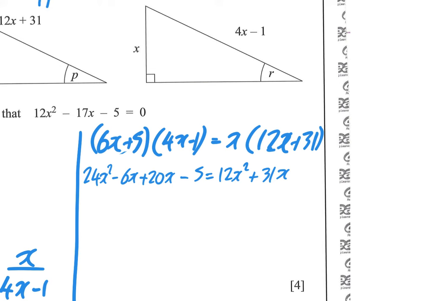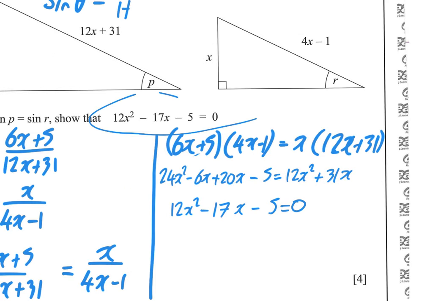Bring it all to one side, put it equal to 0, so bring it all to the left hand side. You'll have 12x squared minus 17x minus 5 equals 0. And sure enough, wasn't that what you were looking to find? So it's a great question because you know you've got the full 4 marks. Okay, so not easy, but if you get started it's also not too bad if you just get started.